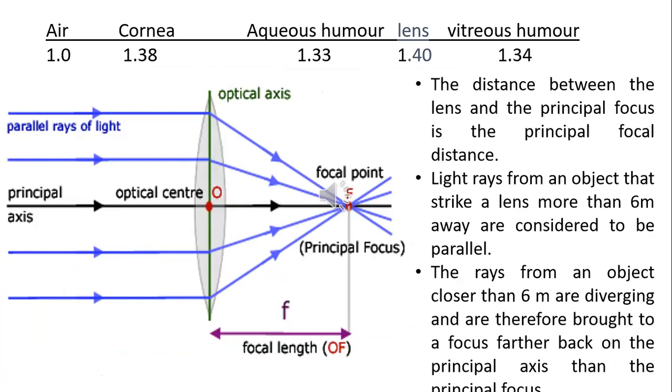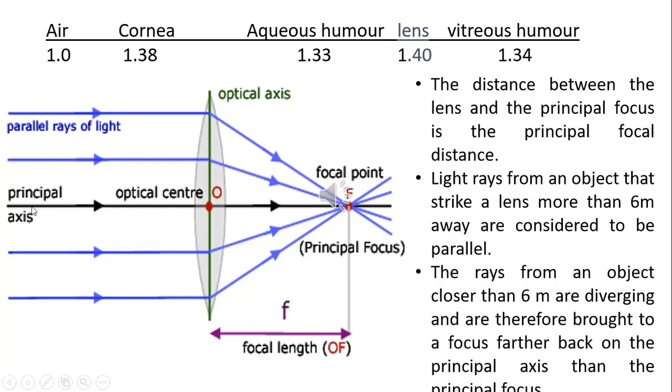If you can see here, there's air, cornea, aqueous humor, lens, and vitreous humor. These are the different refractive indices, showing how much light can be bent in order for us to achieve the perfect image on the fovea centralis. This is the optical axis, as you can see, the straight line. The distance between the optical axis and the focal point is known as the focal length. Then you have what we call the principal axis.